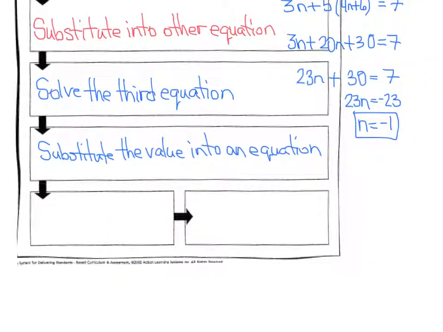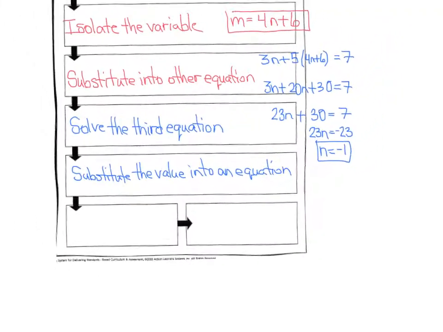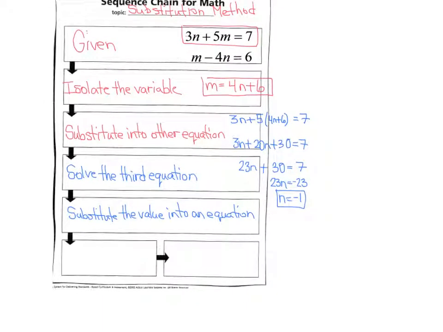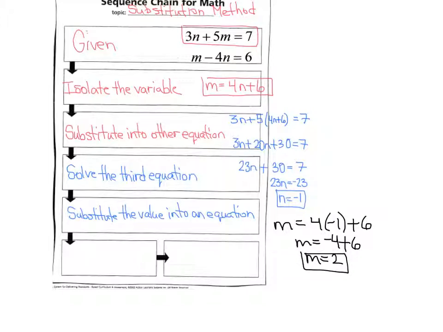Okay, give myself some space here. So I'll use a different color. So negative 1 is going to go back into one of the original equations. I need to see the original equations. Okay. So how about m equals 4 times negative 1 plus 6. So m will equal negative 4 plus 6. M is equal to 2. Woohoo! I now have the solution.